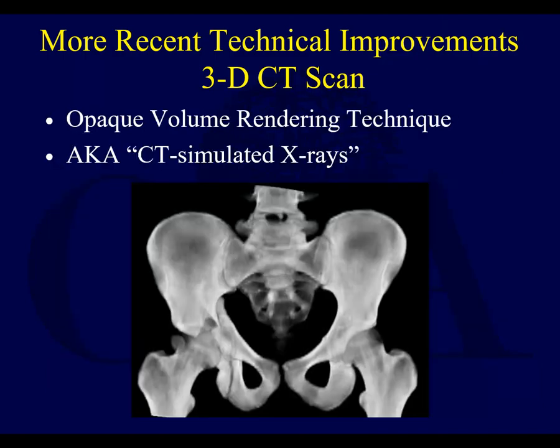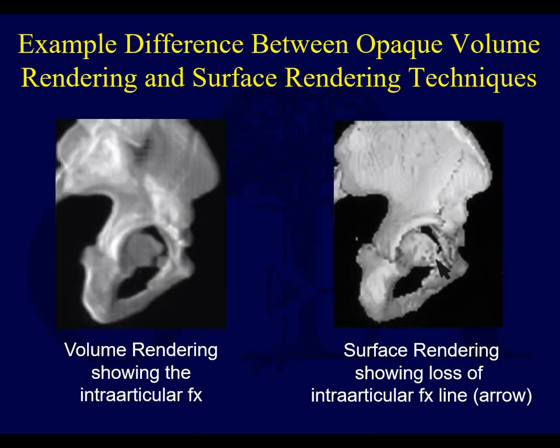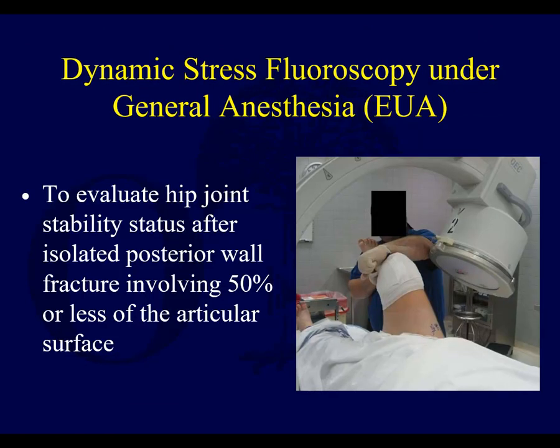And now we also have these simulated X-rays, where you get these simulated Judet views, essentially, which make it look somewhat like X-rays. And I think a lot of the purists feel that these may be better replacements for standard X-rays, because they really do look like nice Judet views, and that's what people are used to seeing. So this is just the technology difference between volume and surface rendering.